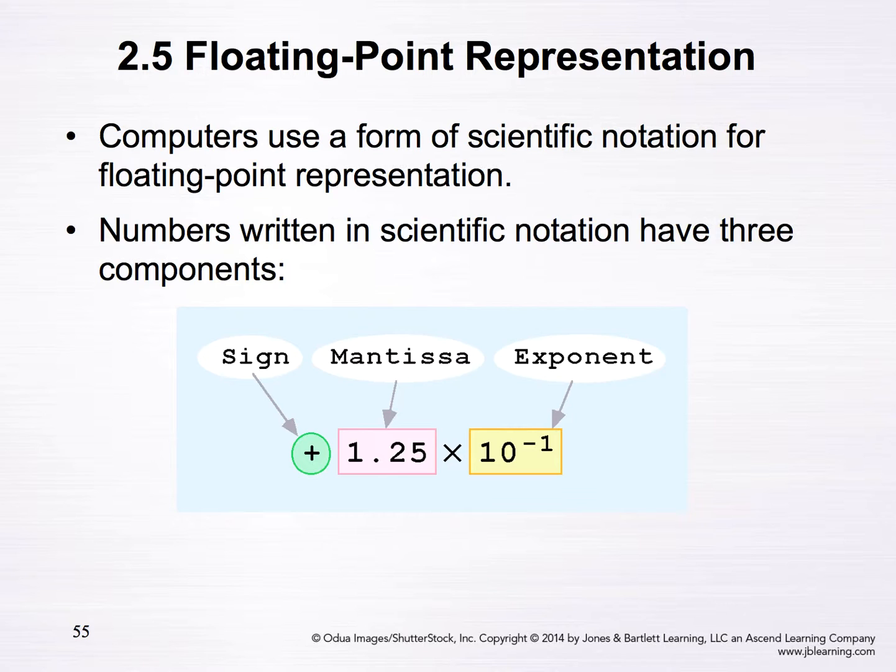Computers use a form of scientific notation for floating point representation. Basically, numbers written in scientific notation have three components. The first part just represents the sign, the second part we call the mantissa, and the last part we call the exponent. We can explain the details of each component in a few seconds.